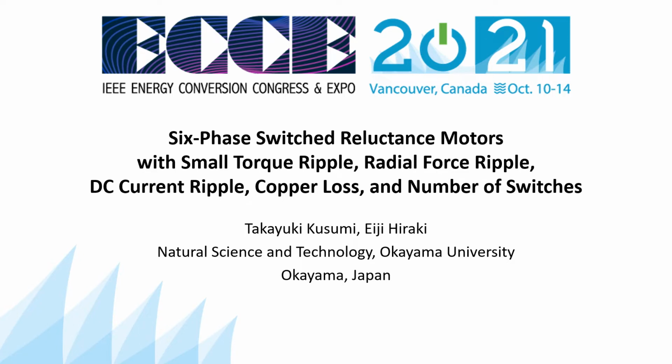Now, I will talk about 6-phase switched reluctance motors with small torque ripple, radial force ripple, DC current ripple, copper loss, and number of switches. So, let me explain the background.